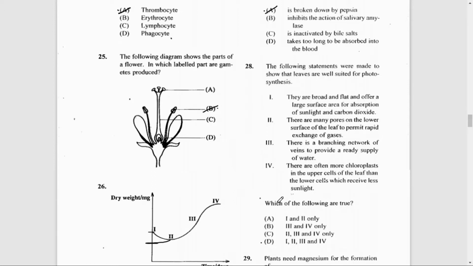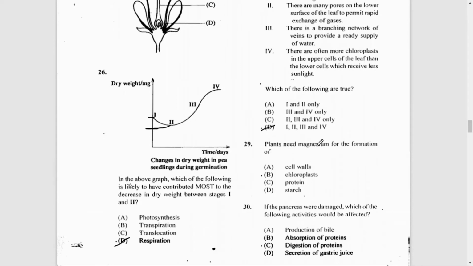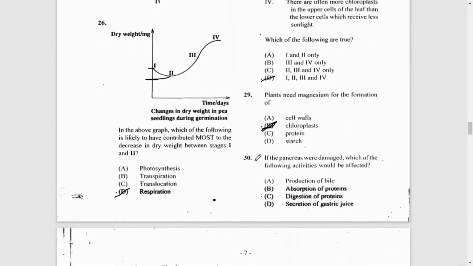So all these are true. So 28 asks which of the following are true. So all of them are true. So 1, 2, 3, and 4. Number 29. Plants need magnesium for the formation of, well, it should be chlorophyll, but the best answer here is chloroplasts. Okay, good.